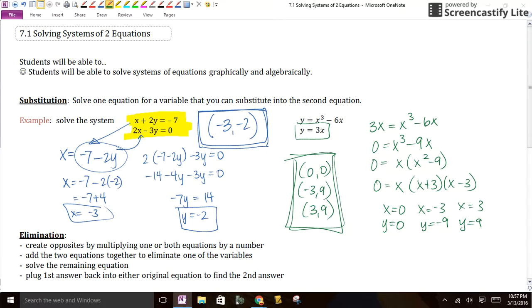Now, I'm kind of curious what the graph would look like. I would graph both of those and see where their intersections are, and I would expect to see them at those three points. So that is substitution.